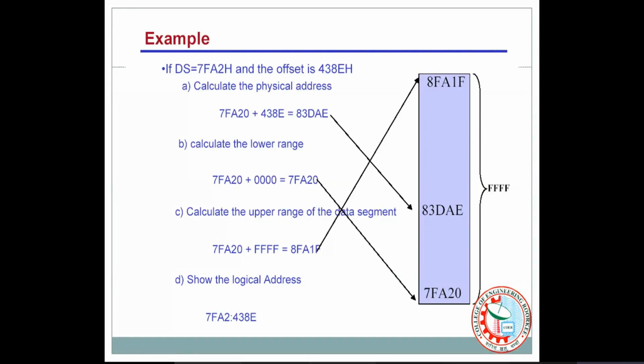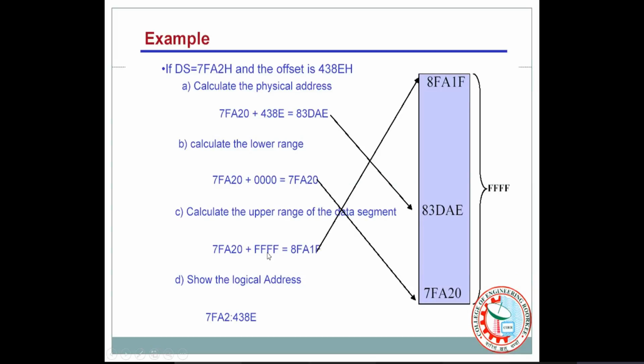Fine. After calculating this, they may ask you what the upper range and the lower range of the segment are. Once we know the starting location, the lower range will always start by adding 0000 to the physical address. So first calculate the physical address, 7FA20, then add 4 zeros. That means this will be the lowest memory location, or the lower range of the segment. After that, what will be the upper range?